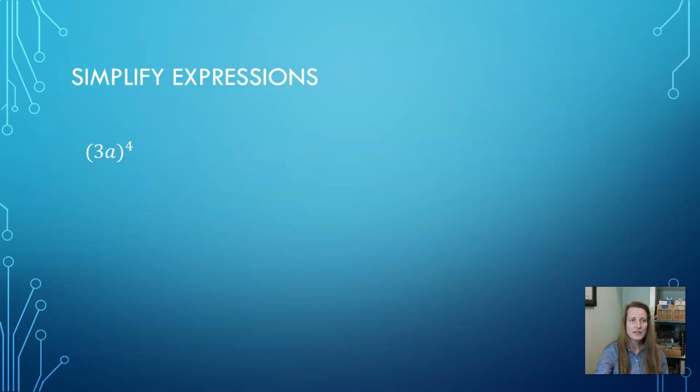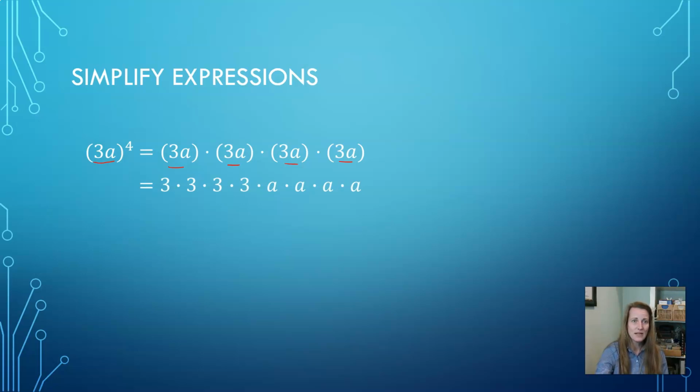Okay, let's simplify some expressions now. I have this base. This base is 3a. It's no longer just one thing. We talked about that. That means I have 3a multiplied 4 times. If I'm asked to simplify expressions, that means I need to group like terms. So I'm going to take them out of the parentheses. Everything's multiplied. I can use the commutative property and put all of my 3's together. And then I can group all of my a's together, which gives me 3 to the 4th times a to the 4th, which is 81a to the 4th.